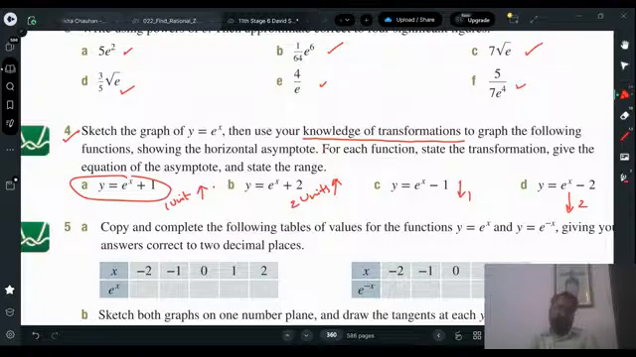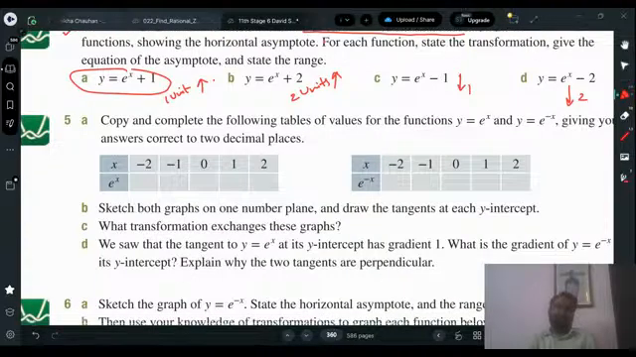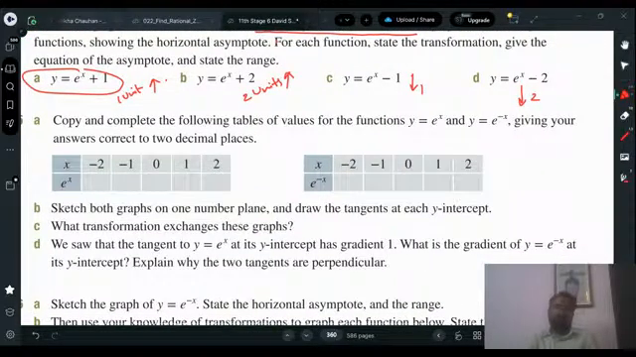Copy and complete the following tables, giving 4 decimals. It's 1 by e square. Sketch both graphs on the number plane and draw the tangents at each y-intercept. Go to the y-intercept and plot the tangent lines. What transformation exchanges these graphs?